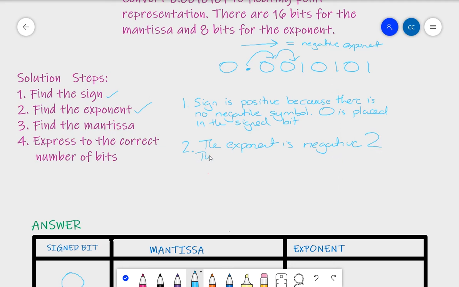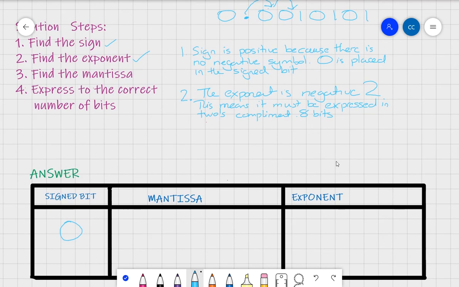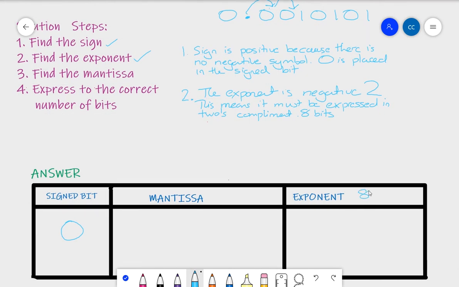This means it must be expressed in 2's complement. Now, the question tells you that there's 8 bits for the exponent, so it's in 8 bits. So that's worth writing down here in your answer grid, just to remember the exponent is 8 bits.